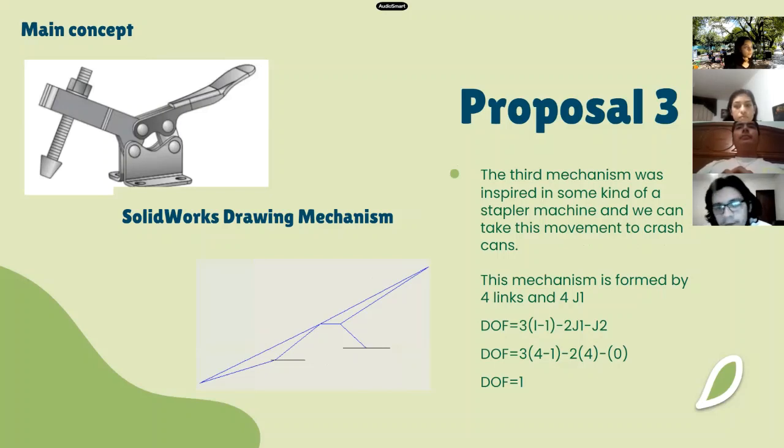For the third proposal, we were inspired by some kind of stapler machine, so we can take this movement to crush the cans. This mechanism is formed by 4 links, 4 joints, and no half joints. And then again, the degree of freedom is 1.